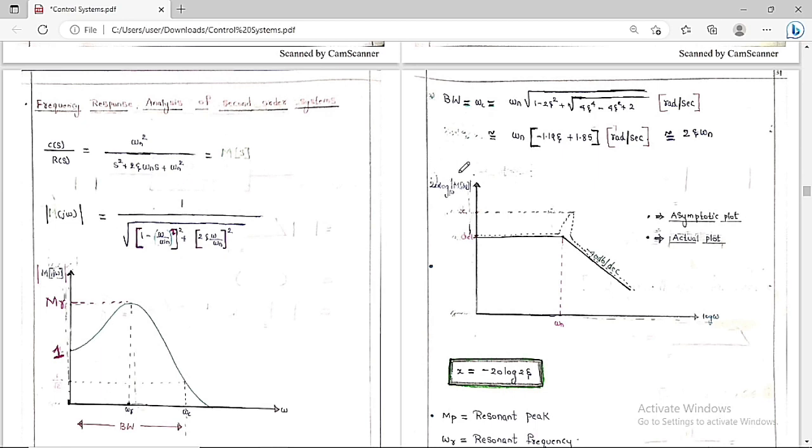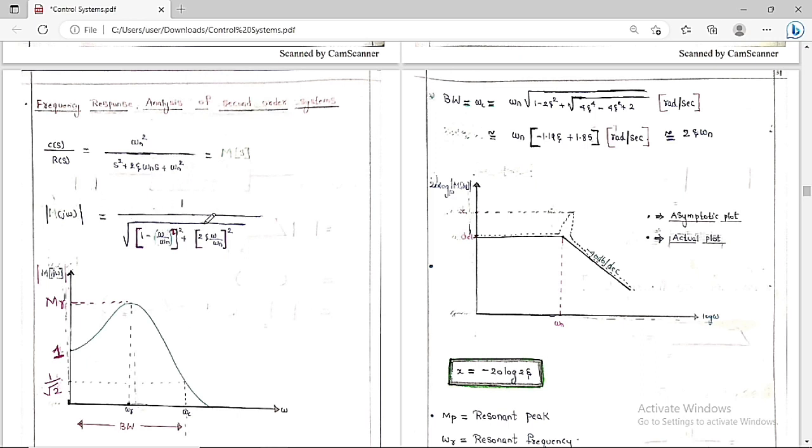So now, what is the bandwidth? Bandwidth is basically the frequency at which the magnitude becomes 1 by root 2 times the initial value. Omega c is the cutoff frequency, or the bandwidth, at which the magnitude of this transfer function becomes 1 by root 2 times the initial value, which is 1. So you are going to get 1 by root 2. If you substitute omega equal to omega c, its value is equal to 1 by root 2.